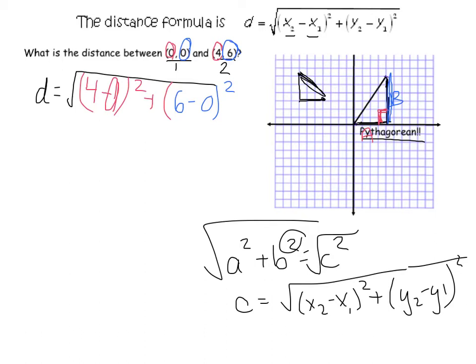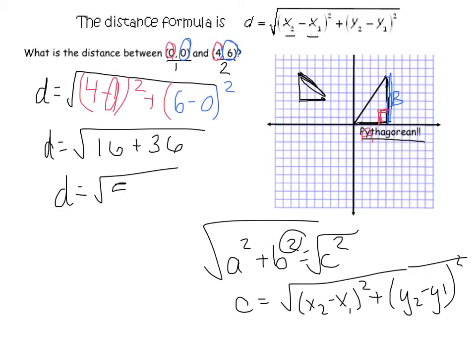Okay, so if we go through and solve this, I get that my distance is the square root of 4 minus 0 squared, which is 4 squared, which is 16, plus 6 minus 0 squared, which is 36. So we get 16 plus 36, which is 52, so the square root of 52. Now that we have the square root of 52, your next job is going to be to simplify that.